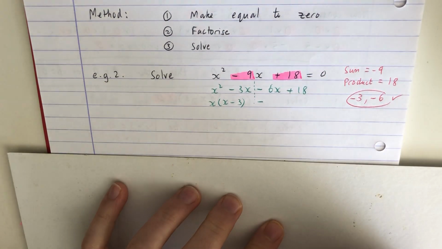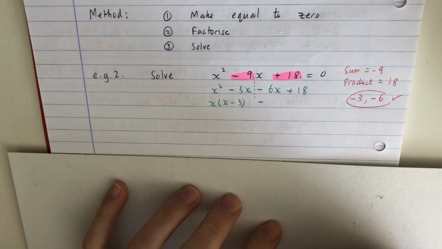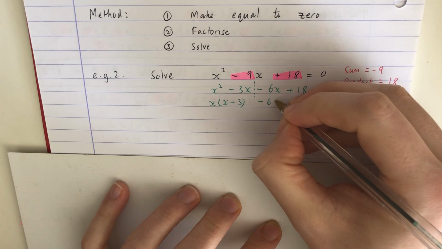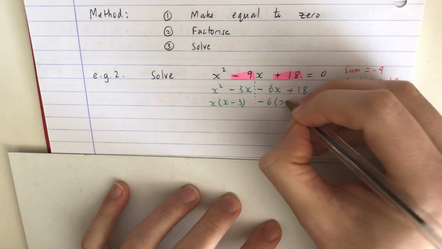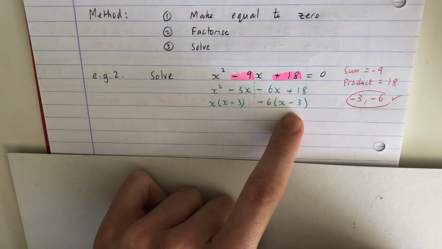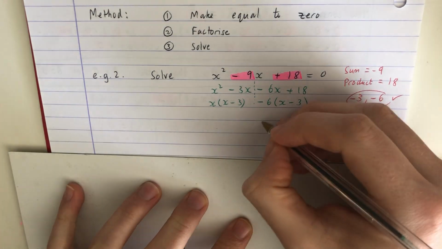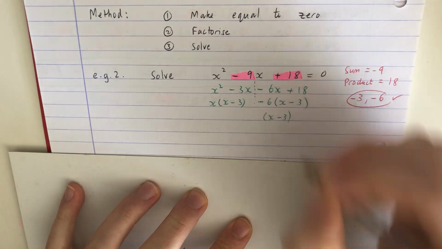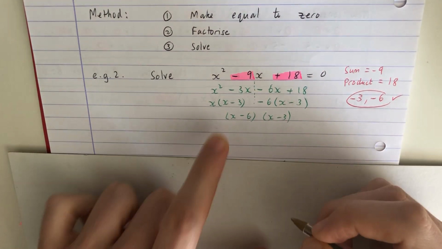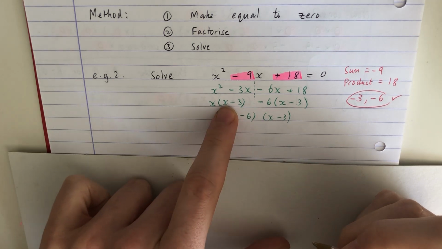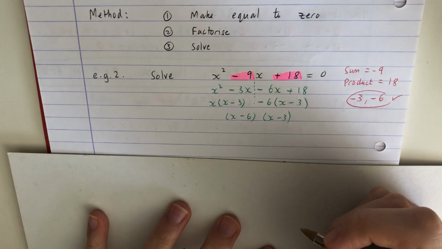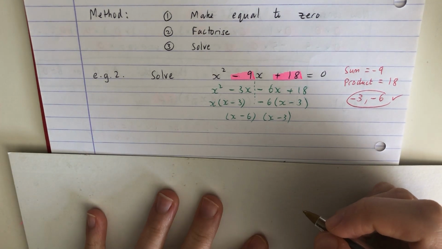Minus. And then factorize the last two terms. Well, the number that's common is 6, and you get x minus 3. And again, these brackets need to match up. They go second, and then this would go first. Reminder: x times x minus 3, minus 6 times x minus 3. The reverse of expanding.